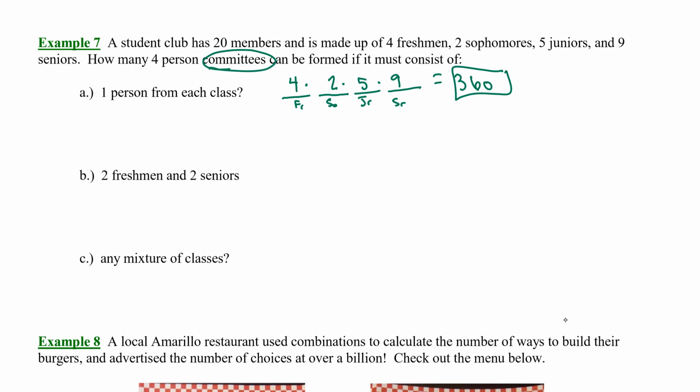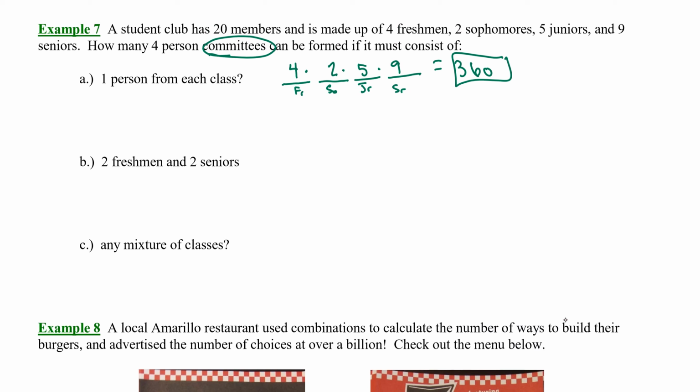Still quite a few. What if we have to have 2 freshmen and 2 seniors? Now, notice how this is different from example A. In example A, I was choosing 1 person from each group, but in example B, we're looking at more than 1 person from a particular group. The order still doesn't matter, but this time we're going to use a combination as opposed to a permutation. So let's look at the freshmen. We've got a total of 4 freshmen, and we're going to select 2 at a time.